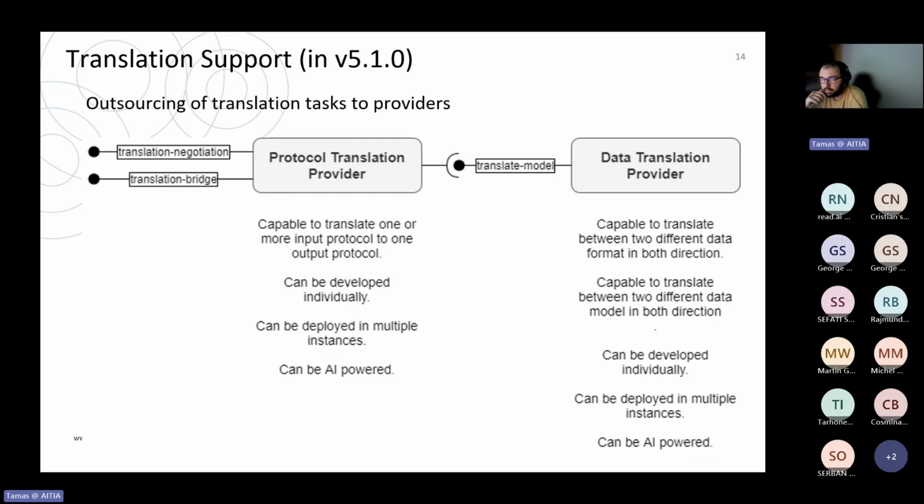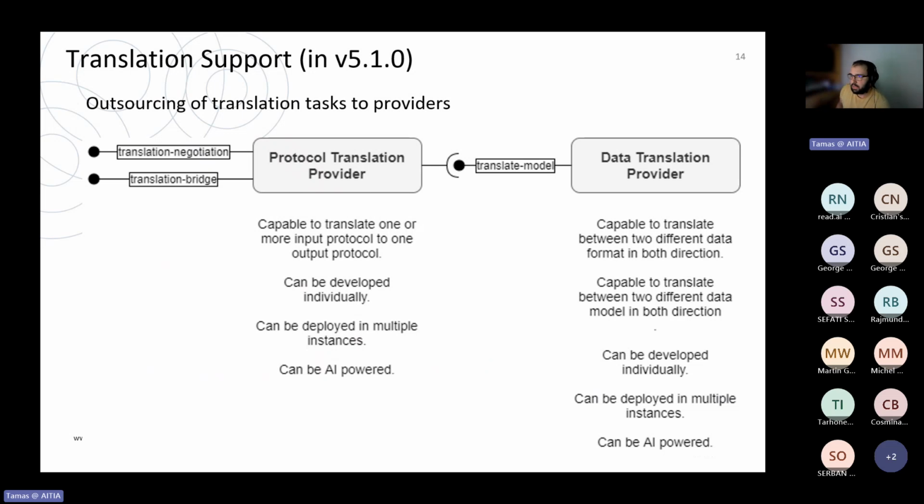Yeah, so another main focus in the fifth generation of Arrowhead is to provide an advanced translation support. We have had some kind of translation support in version 4, but it was focusing only on translating between HTTP and CoAP, and there was no data format and data model translation at all, and everything was hard coded into this translation core system.